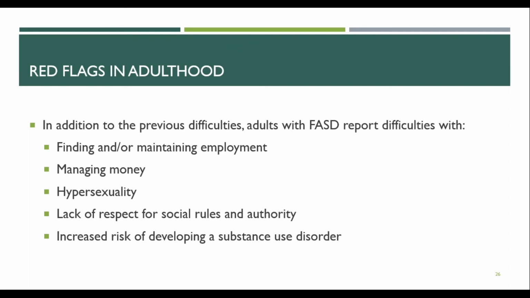Hypersexuality is also a continued concern. Therefore, as I said, safety training and sexual training, starting in the elementary years and continuing in the teen years, would prevent a lot of the issues that they could encounter in adulthood, so that they can engage in healthy relationships. There is also increased risk, due to the impulsivity, for developing a substance use disorder. So if you're working with adults, monitoring and screening for substance use would be really important.